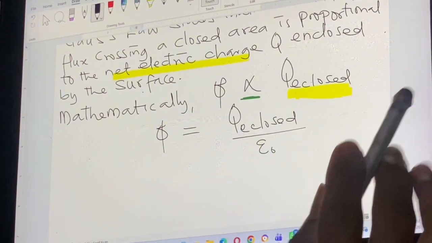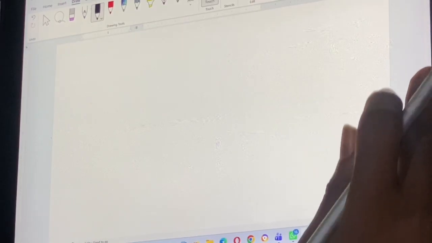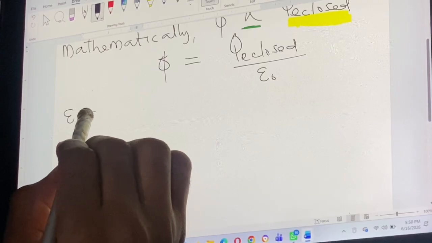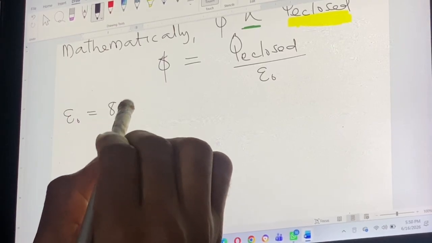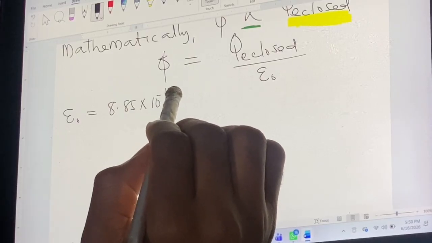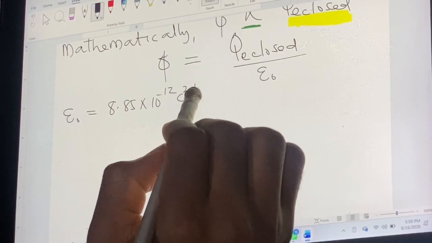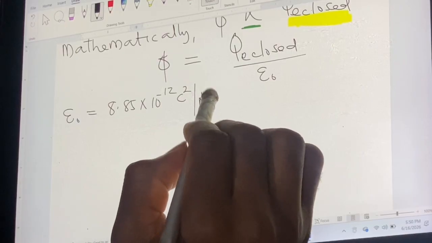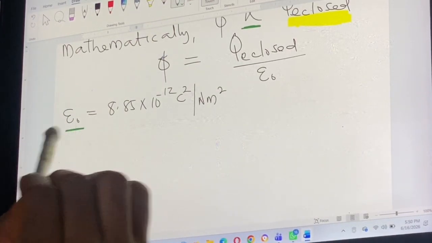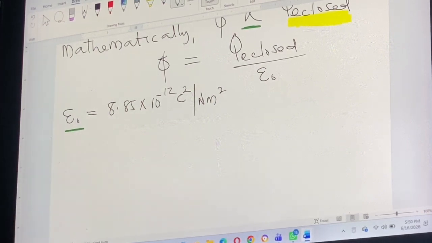The epsilon naught here is a constant value, which is 8.85 times 10 to the power of minus 12. The unit here is coulomb square per Newton meter square. Please take note. So anywhere you see this particular symbol, the value is 8.85 times 10 to the power of minus 12 coulomb square per Newton meter square.